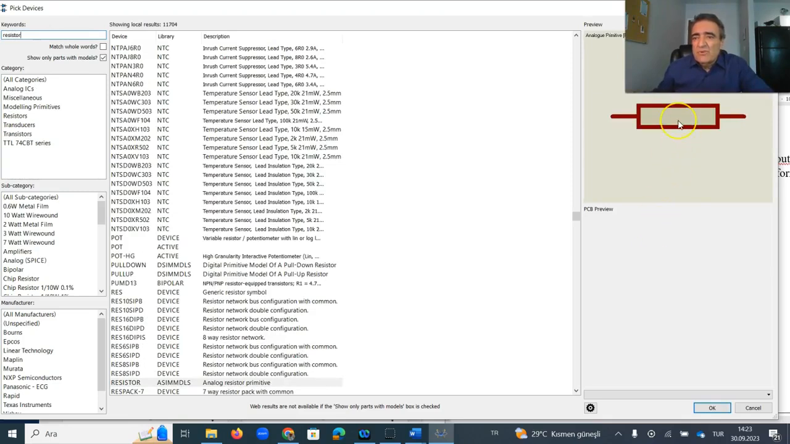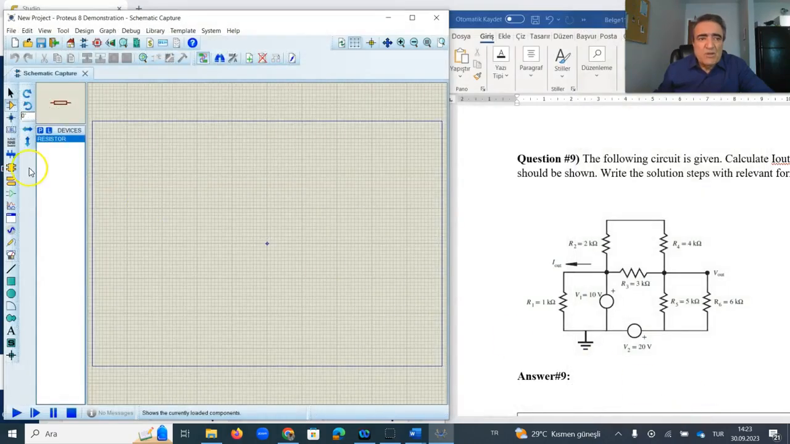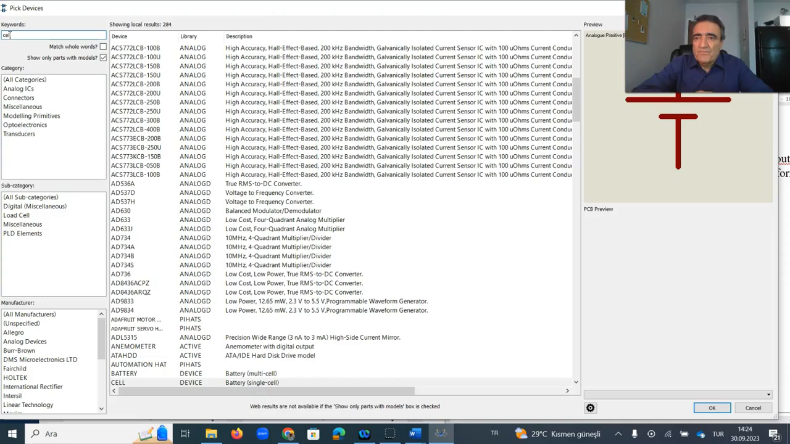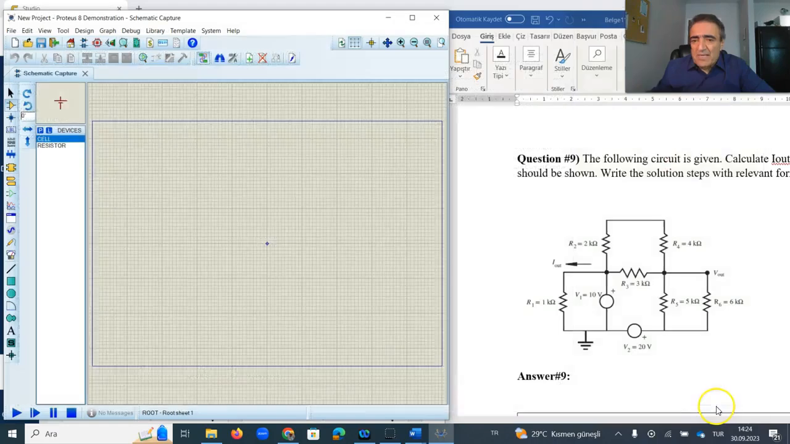Okay, this is the figure of a resistor. This is the correct one. I am selecting it. Okay, we have a resistor here. And then we need batteries here. Two batteries. You see V1 and V2. The value of V1 is equal to 10 volts, while V2 is equal to 20 volts. And therefore, I am coming back and I am selecting cell. Okay, this is cell. It means battery. And now I am selecting our battery.